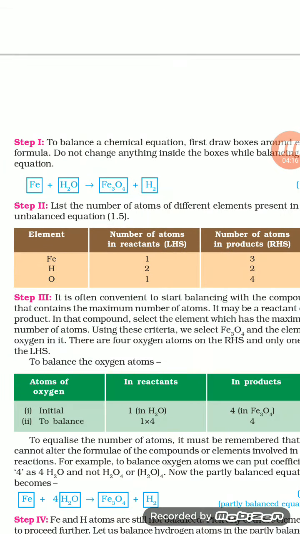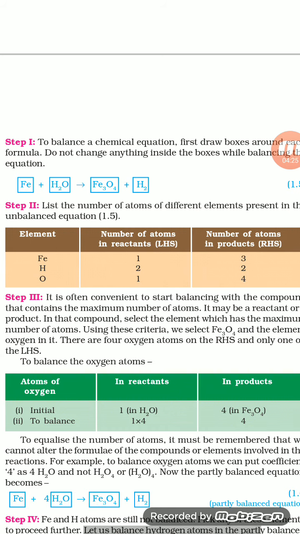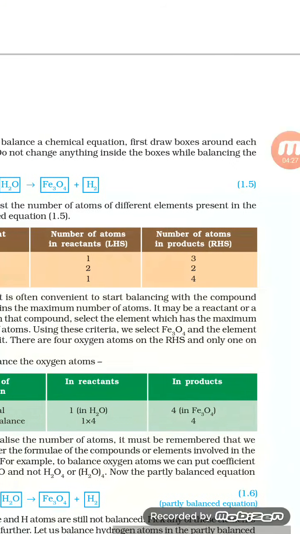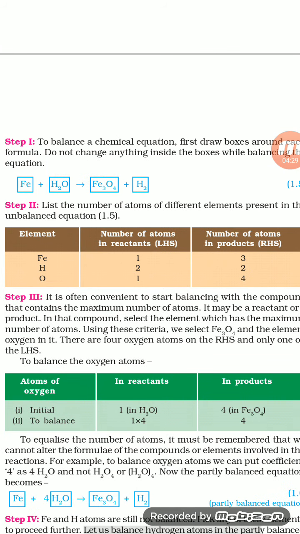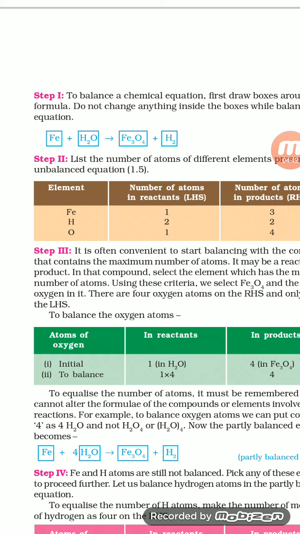Now it is step 3. In step 1 you make boxes, in step 2 you write the number of atoms in the reactant and product, and now in step 3, it is often convenient to start balancing with the compound that contains the maximum number of atoms. Here you see where the maximum number of atoms is: oxygen, that is 4. It may be in a reactant or a product, no need to be confused.